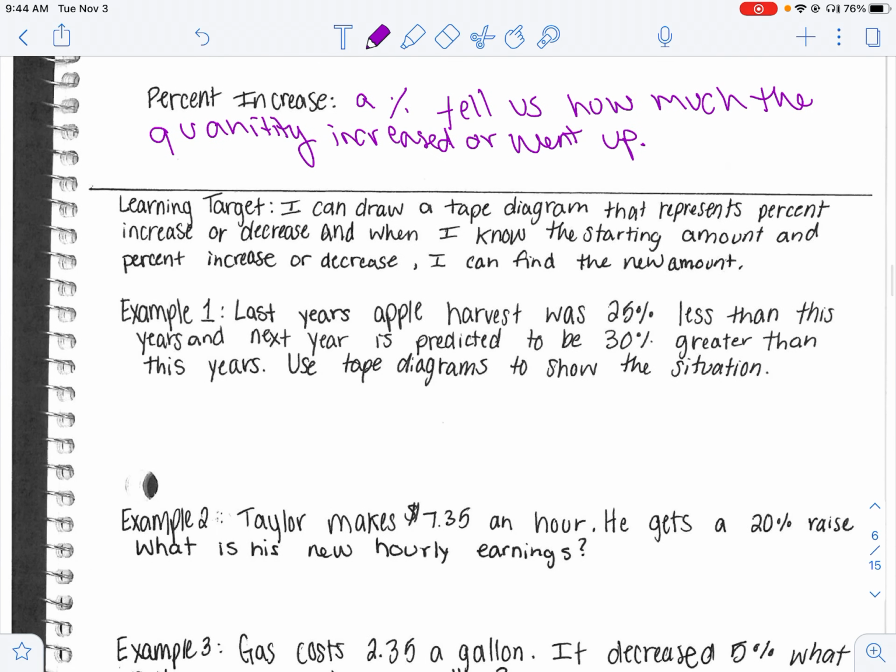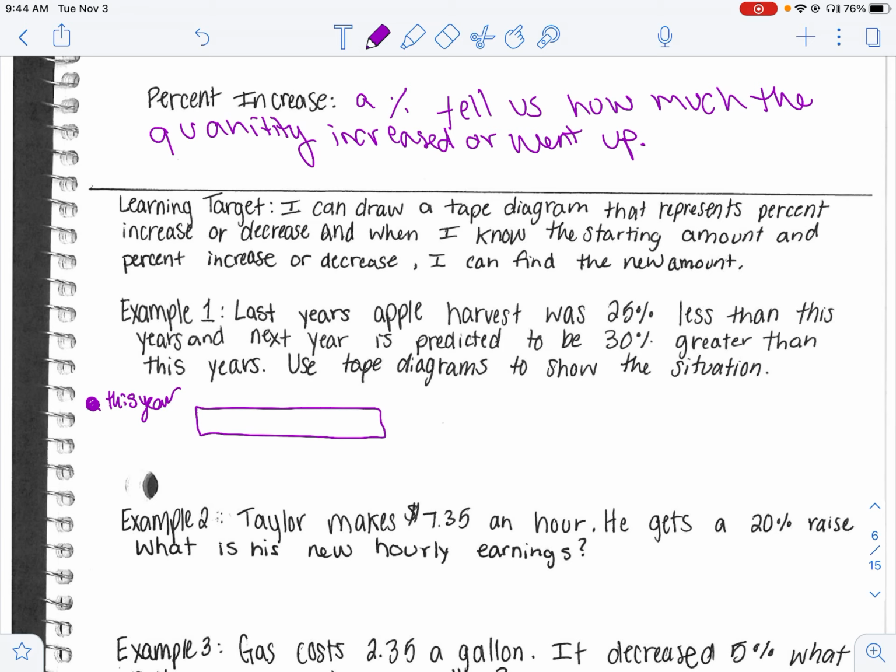So in example 1, it says last year's apple harvest was 25% less than this year's apple harvest, and next year's harvest is predicted to be 30% greater than this year's harvest. So I'm going to start out with a simple tape diagram. This is going to represent this year's apple harvest. I'm going to make a little color code over here. So this is this year.